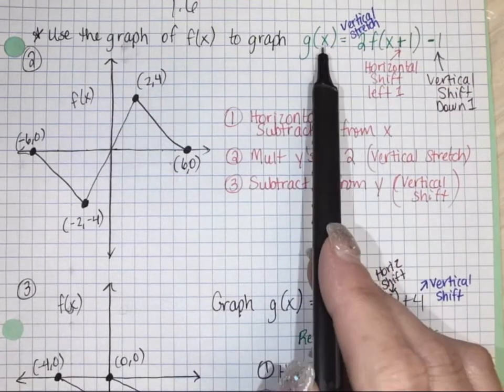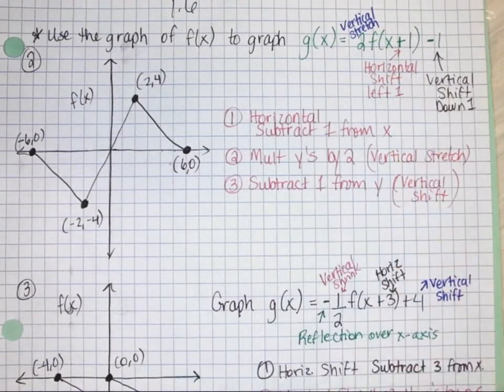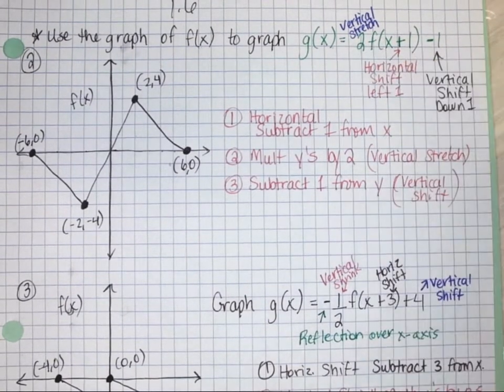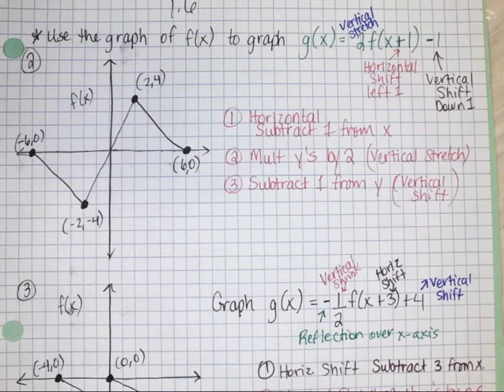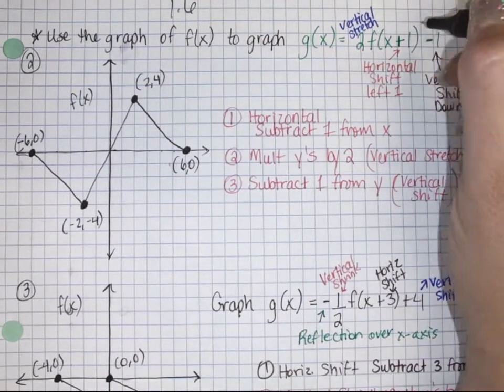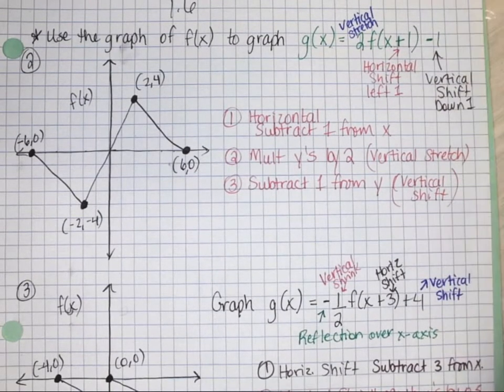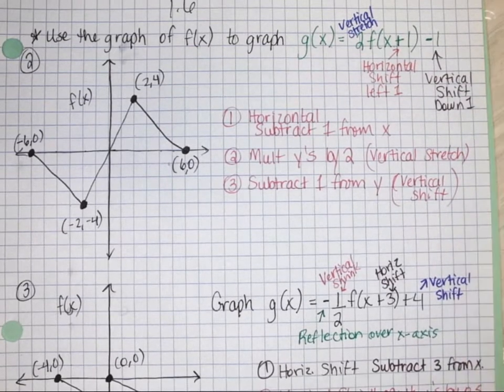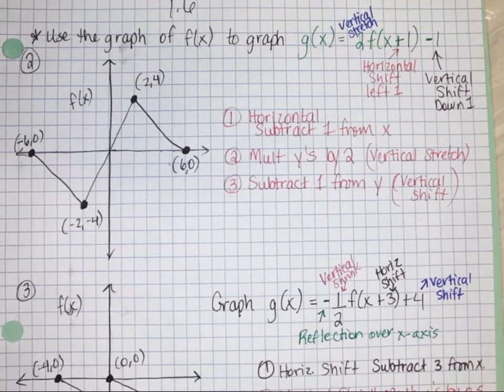You need to go through your equation every time and look back at your notes and think, what is this number doing? What is this value doing? How is it transforming my graph? This +1 is a horizontal shift left one place. The -1 at the end is a vertical shift down one place.